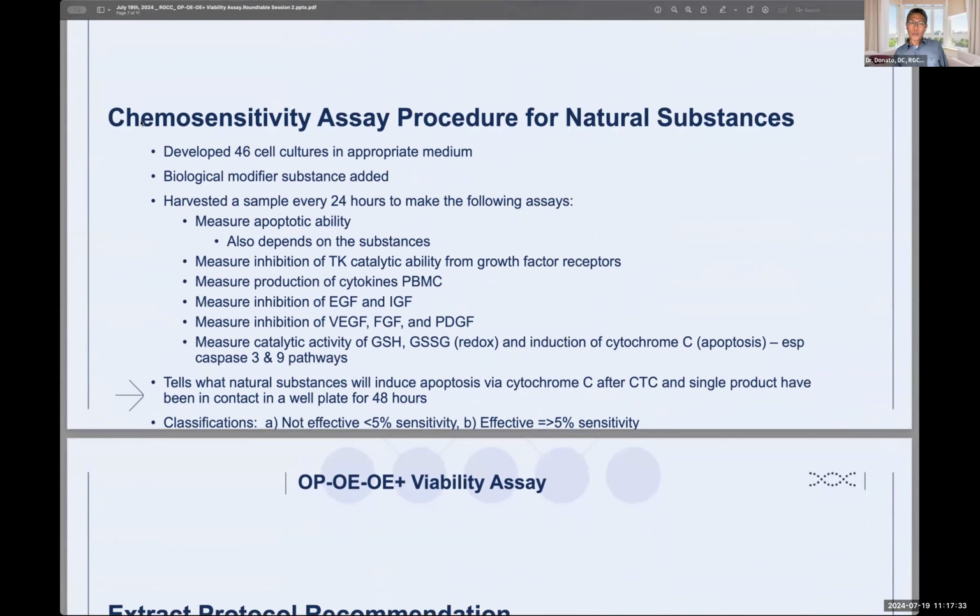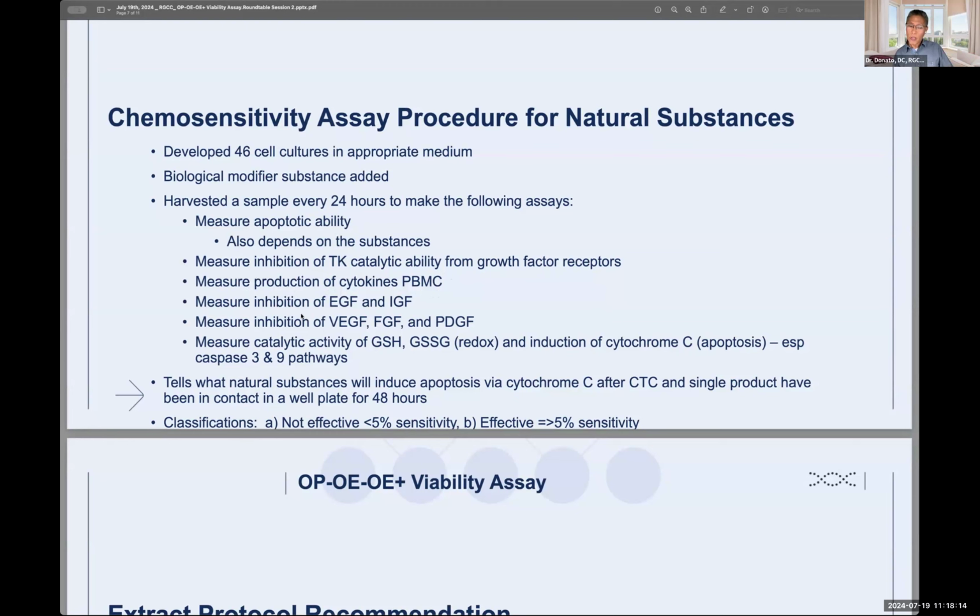So for the natural substances, they develop 46 cell cultures in appropriate medium, and they add their biological modifiers, and then they are harvesting a sample every 24 hours to make the following assays. They measure the apoptotic activity or ability, and it depends on the substances. They measure the inhibition of tyrosine kinase catalytic activity from growth factor receptors. They measure the production of cytokines from the peripheral blood mononuclear cells.